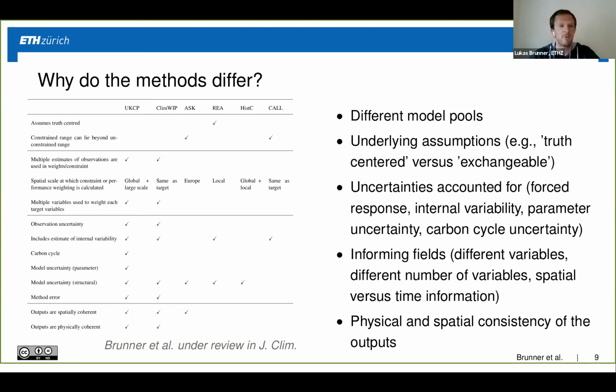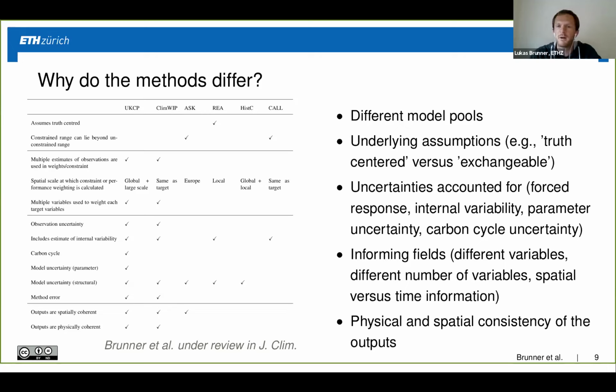So this raises the obvious question that I already posed: why do these methods differ? And in the paper, we go into quite a bit of detail discussing the different things that can make the methods differ. Here I'm just really quickly summarizing them and have talked about some of them already. So different model pools might be one reason. The uncertainties included in methods might be another reason. So we have forced response, internal variability, perturbed parameter uncertainty, which are handled differently by the different methods or even not included in some of the methods.